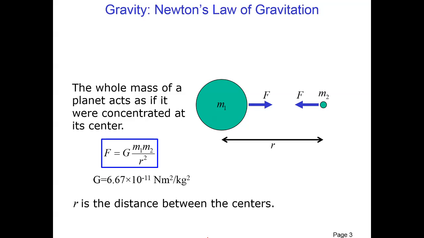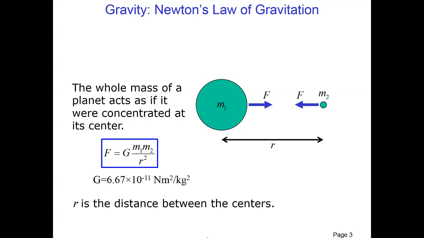The direction of the gravitational force is always attractive, so if you have two masses, one on the left and one on the right, the one on the left will be attracted to the right, and the one on the right will be attracted to the left. The size of the force has to be exactly the same, but opposite in direction.